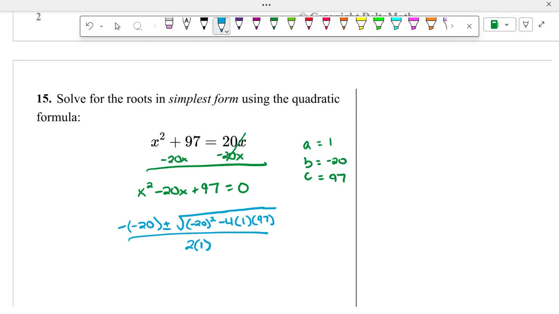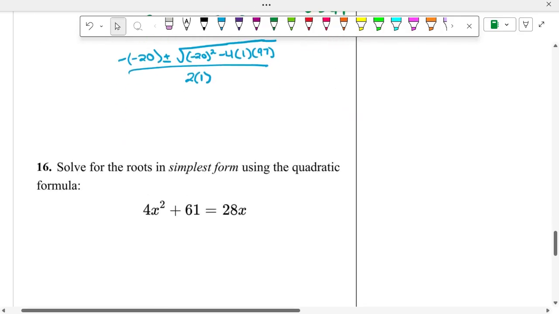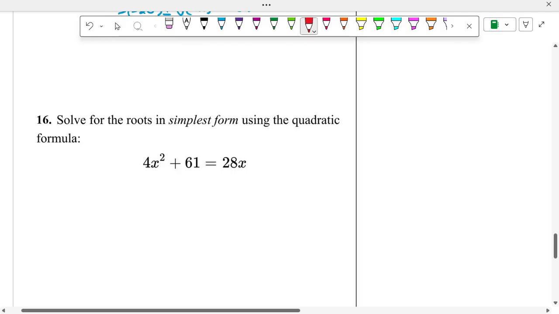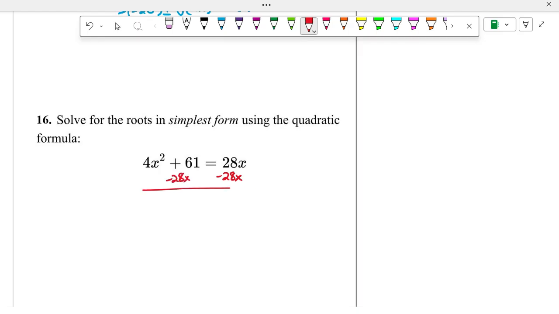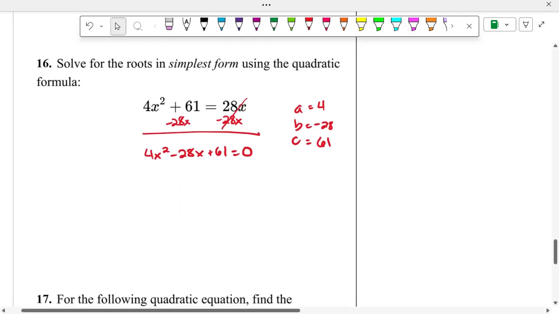I'll give you the setup. So, 16: subtract the 28x over. That's gone. I get 4x squared minus 28x plus 61 is equal to 0. A, B, C. A is 4, B is negative 28, C is 61.